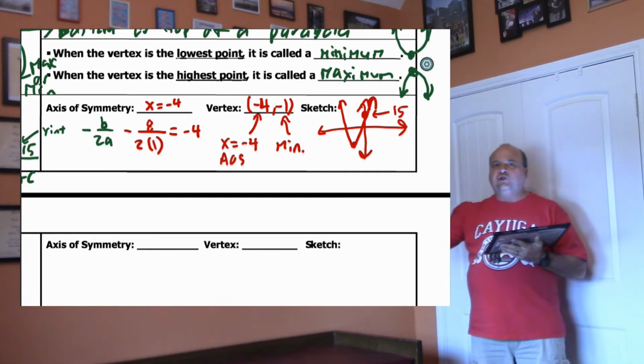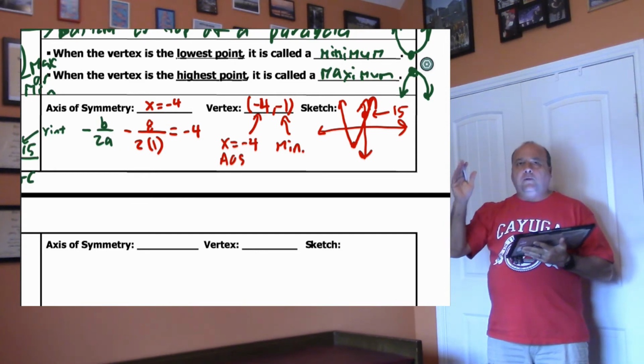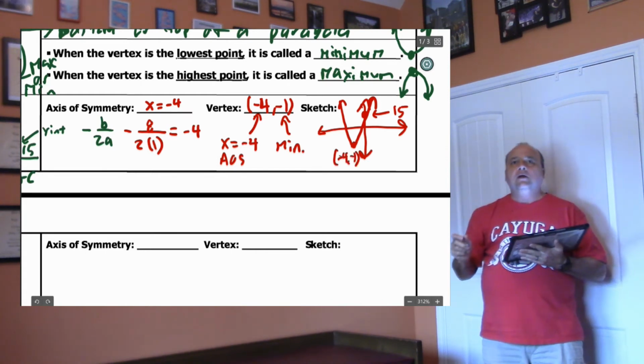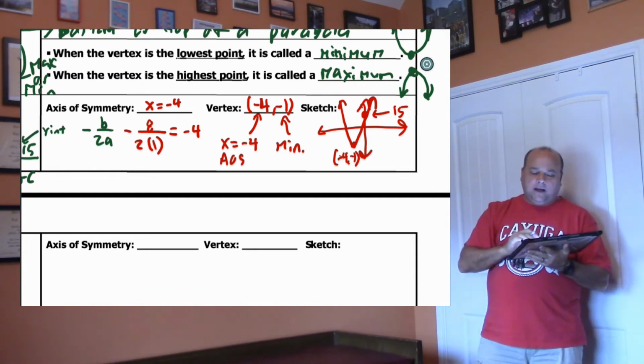So you're just going to graph the parabola, and then get the y-intercept and the vertex. The vertex is negative 4, negative 1. So when you graph these, you're going to graph the vertex and then graph the y-intercept.